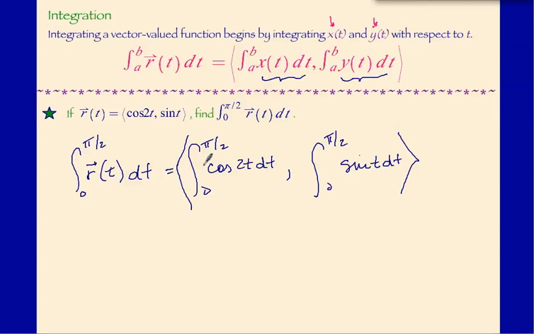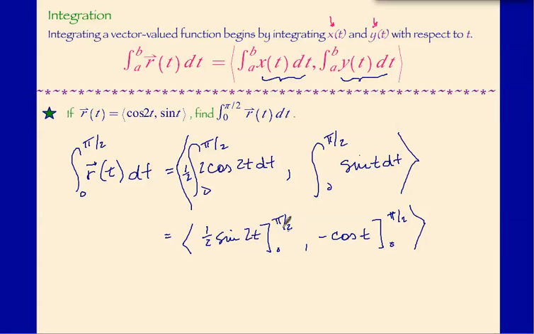Now for cosine 2t, I'll need to put a 2 here and a 1/2 on the outside. And then when I integrate this, I end up with 1/2 sine 2t from 0 to pi over 2. And then over here, it's just going to be negative cosine of t from 0 to pi over 2. When I put pi over 2 in for t here, this becomes sine of pi, which is 0. Putting 0 in is also 0, so this component is 0.